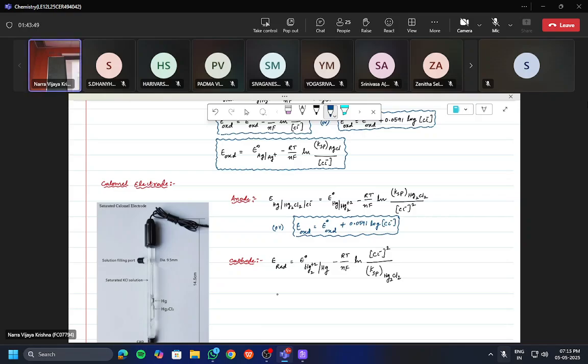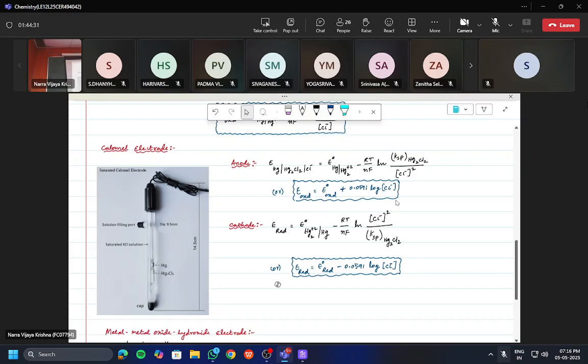Clear? Same way here. This equation can be written as E reduction equal to E naught reduction plus 0.0591 log, whether it is plus or minus. I will write minus log Cl minus. Check whether they gave the same equation or not when used as cathode. In the calomel electrode, when it is used as cathode, did they give the same equation or not?